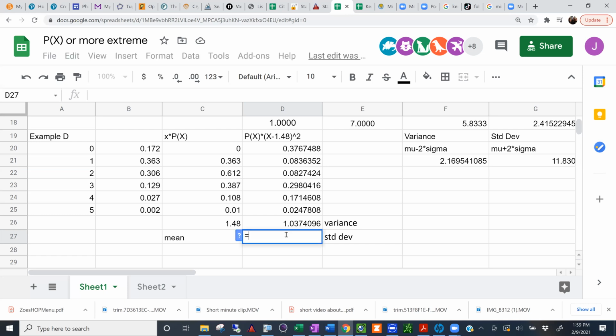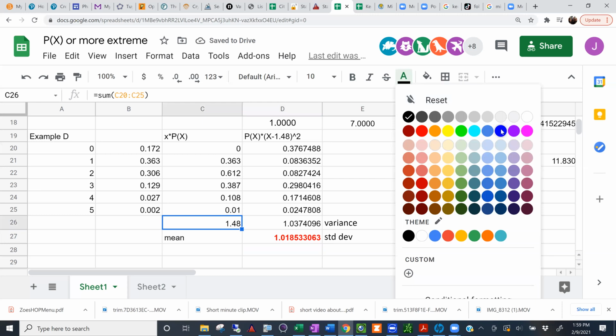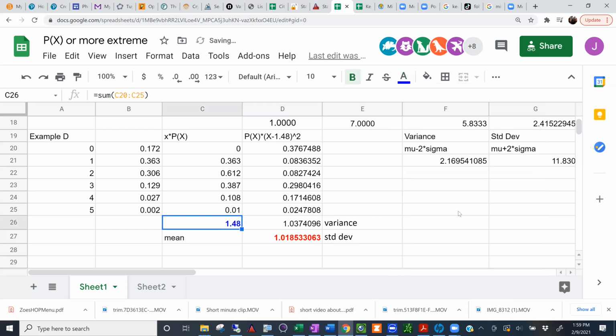Let's do the square root. So there's our standard deviation. Highlight that in red. Make it a little bit bolder. And I'll put this one in blue. So between the mean and standard deviation, we want to try and find out the unusual values, the significantly high and significantly low values for this distribution. But the first step is getting these two numbers, the mean and the standard deviation. So I'll pause if there's some question or concern about getting these.